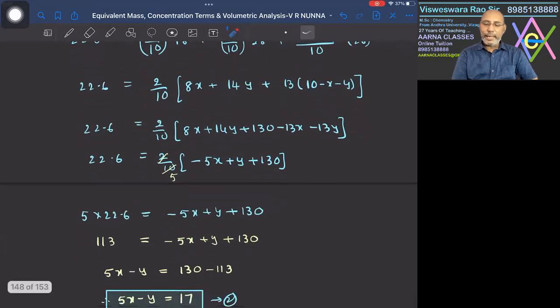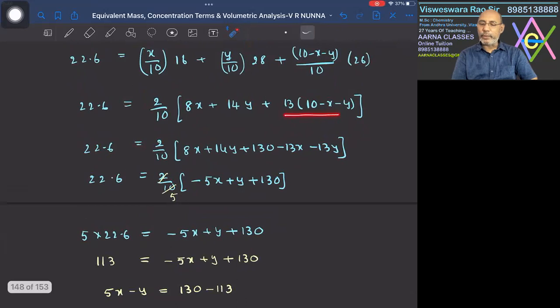Now I will simplify this one, I will expand it. 13 into 10, that is 130. 13 into minus x is minus 13x, 13 into y is minus 13y. I simply expanded this one so that I can simplify. So 8x minus 13x is minus 5x. You know how to do that. 14y minus 13y is equal to simply y, and 130.